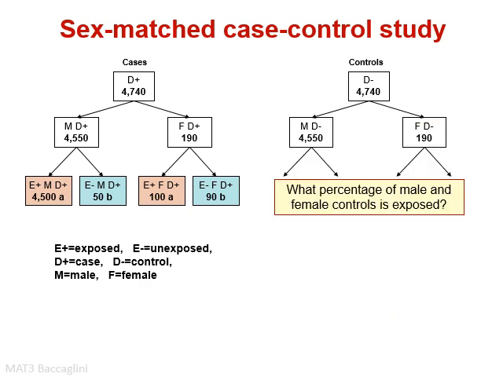So for every male case, we want a male control, and for every female case, we want a female control, so that the proportion of males and females in both groups will be the same. So we will recruit 4,550 male controls and 190 female controls.